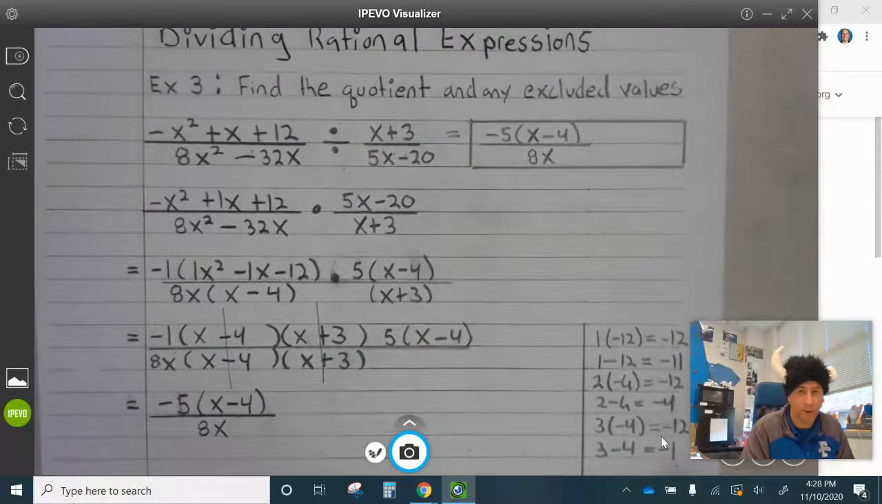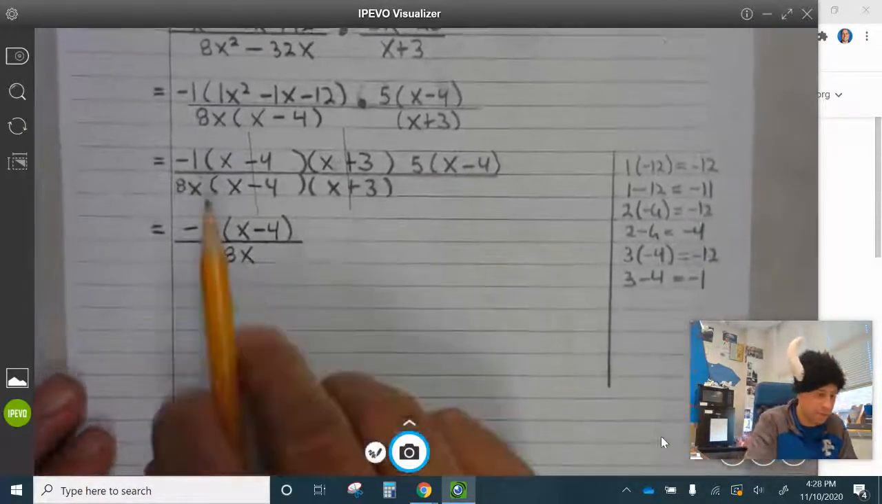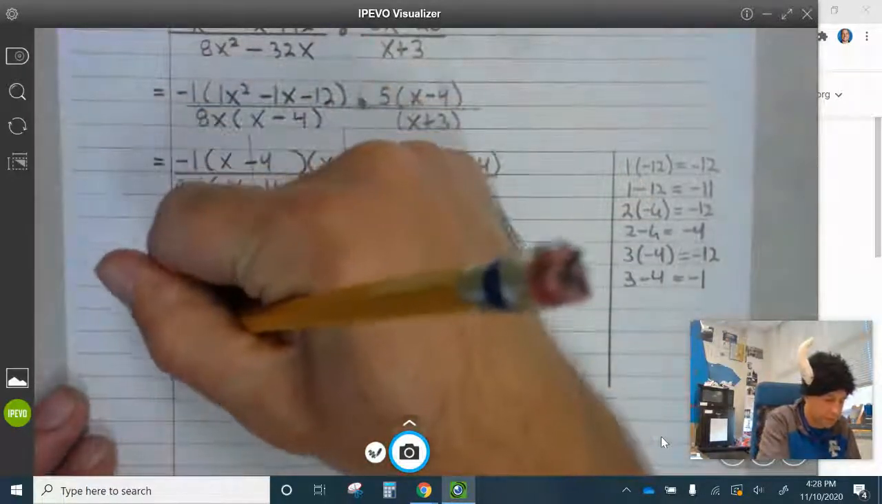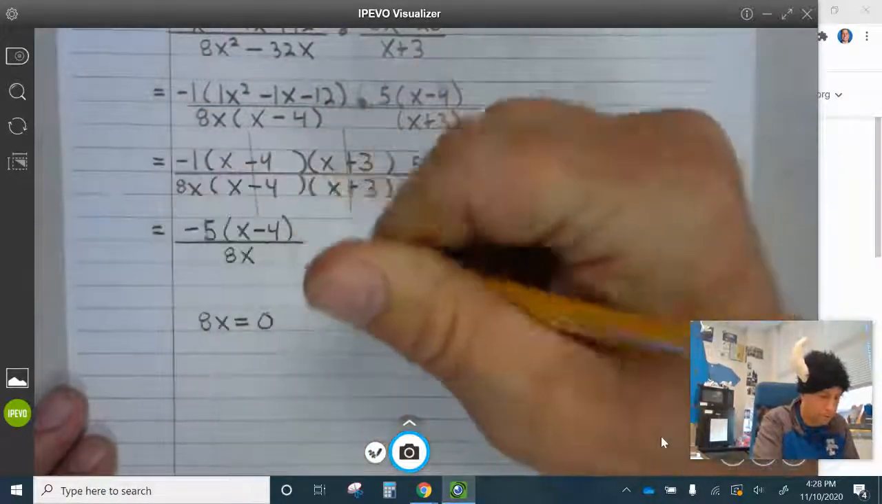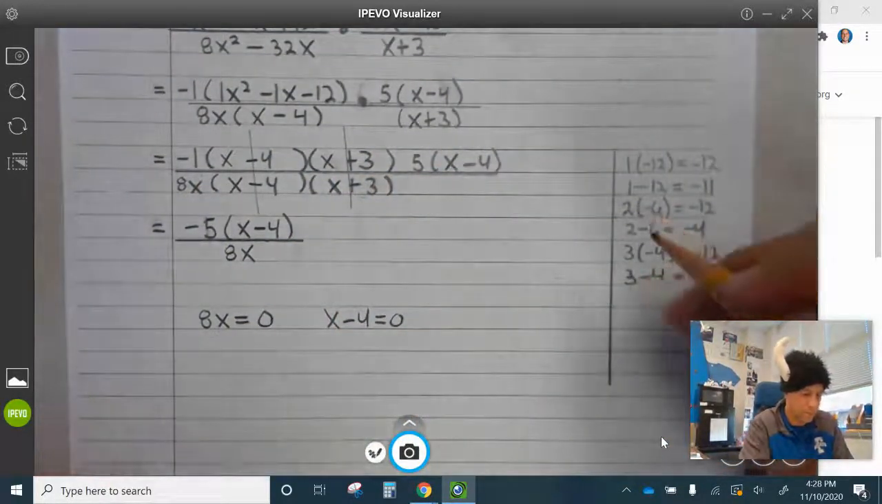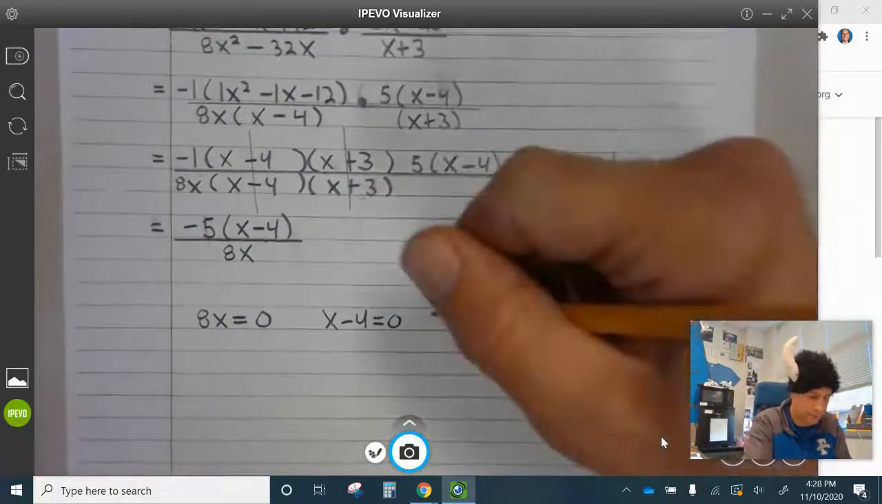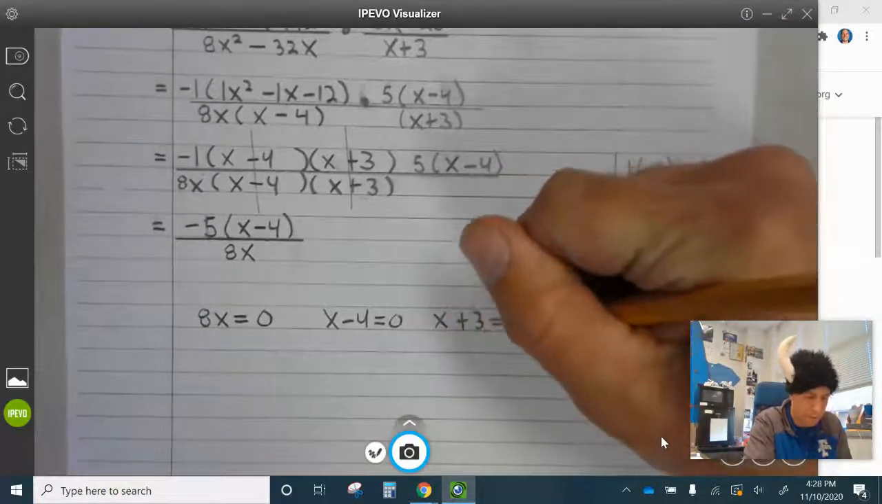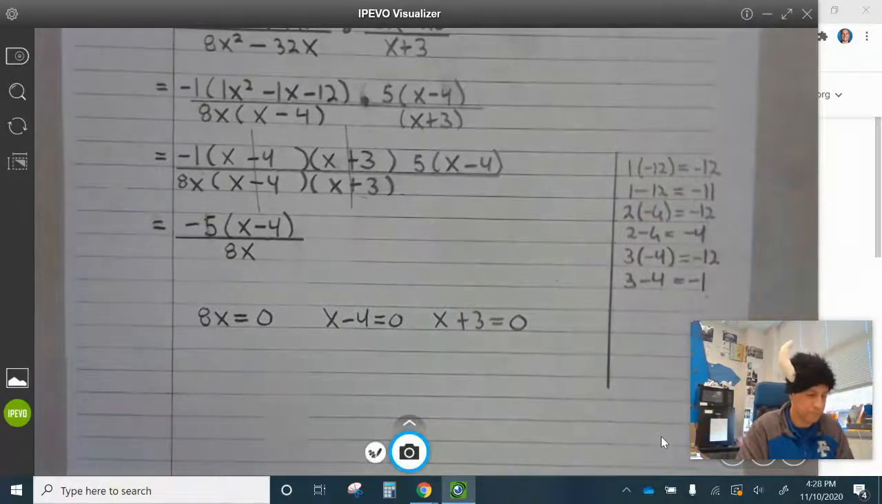All right, now to find the excluded values, we need to come back to here and include what we divided out and became 1. So we said 8x equal to 0, x minus 4 equal to 0, and x plus 3 equal to 0. Okay.